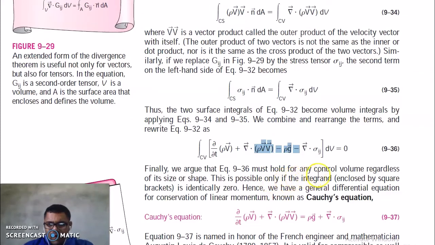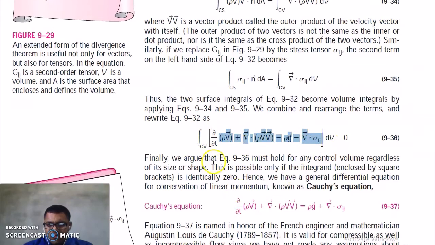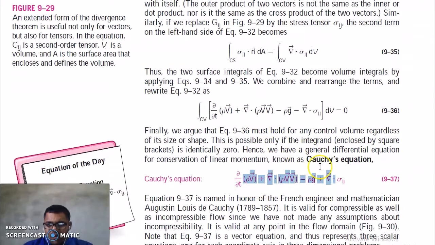This must hold for any control volume regardless of its shape or size. This is possible only if the integrand enclosed by the square bracket is identically 0. Definitely, if the integration of this is to be 0, it means this must be equal to 0. When you set this to 0, you will get this equation, and this is called Cauchy's equation, conservation of linear momentum. This is a differential equation for conservation of linear momentum.